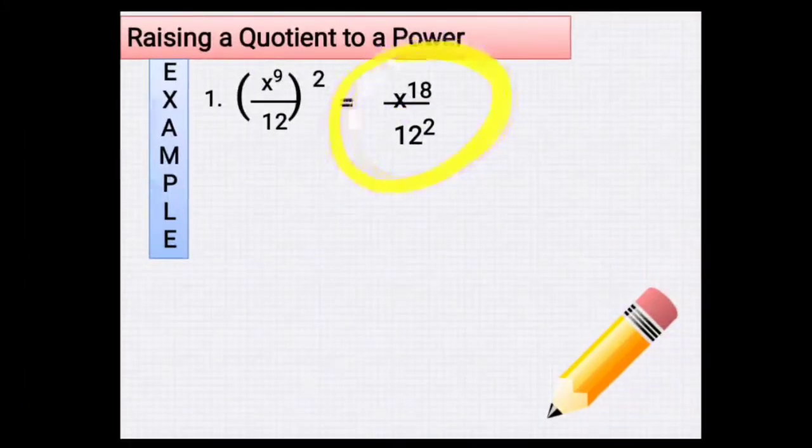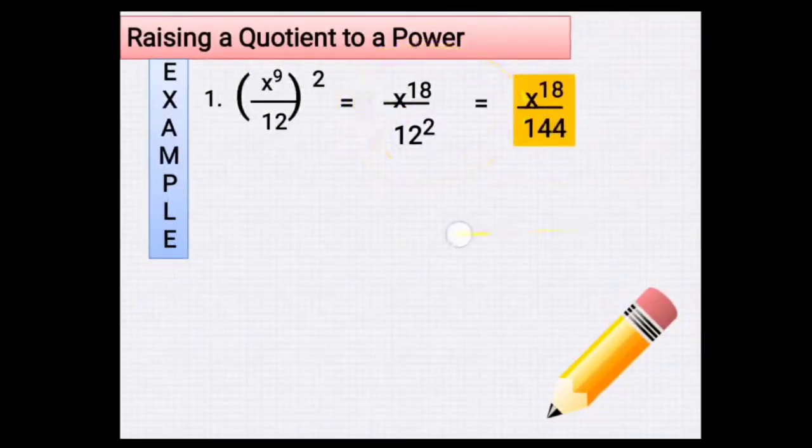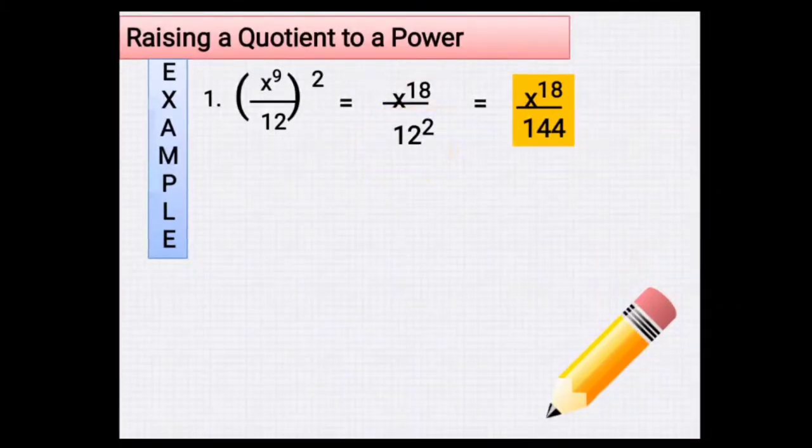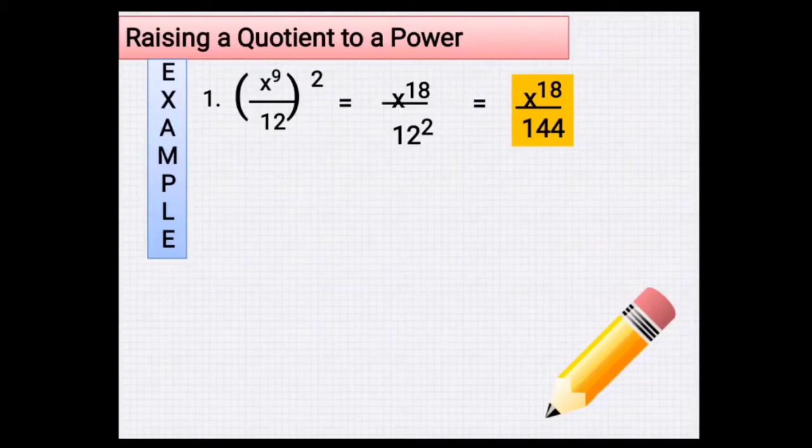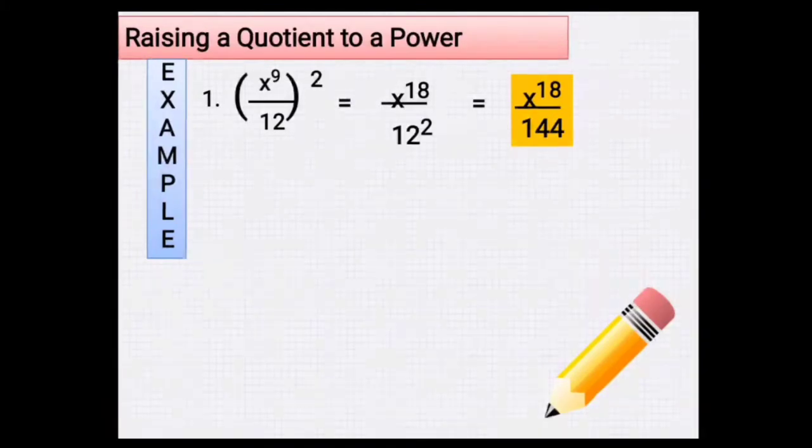So if we simplify this, the answer is x raised to the 18th power divided by 144, because 12 squared is 12 times 12, that is 144. Again, raising a quotient to a power, you have to distribute or multiply the exponent outside the parentheses to the exponent or exponents inside the parentheses.